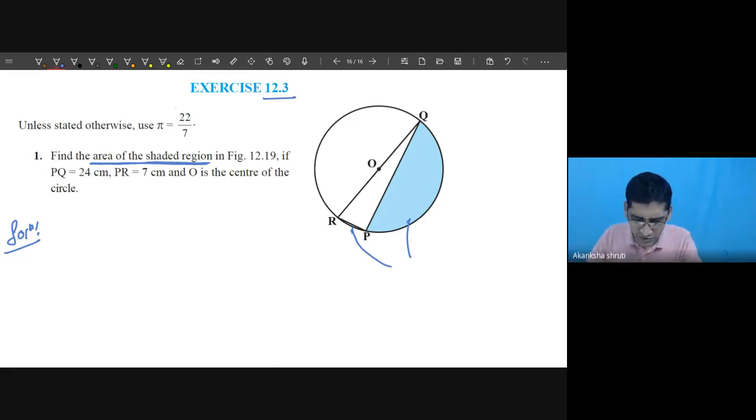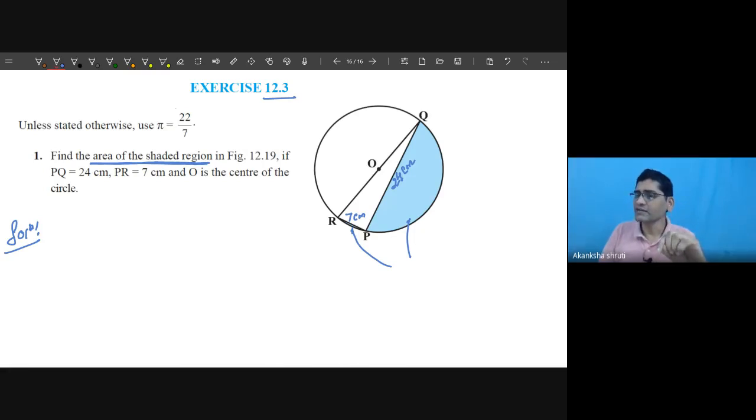How we can get these two? If PQ is 24, you can substitute over this figure itself, 24 centimeter, and PR, we have plotted PR as 7 centimeter. O is the center. This O is the center indicate that the triangle RPQ will be a right angle triangle.